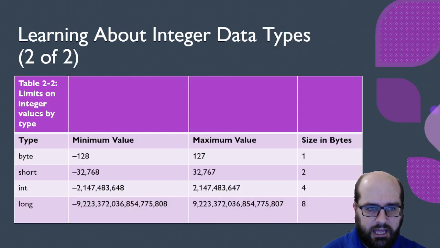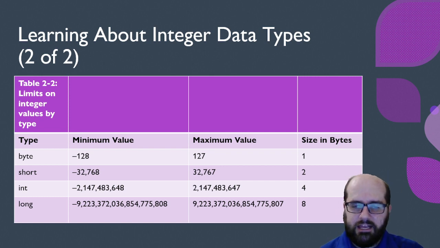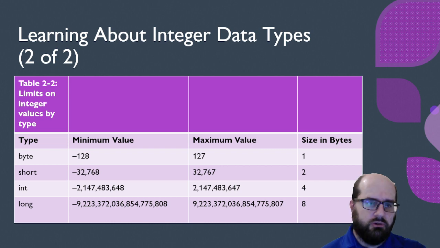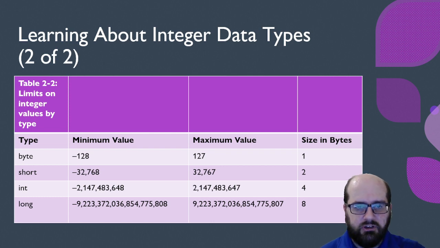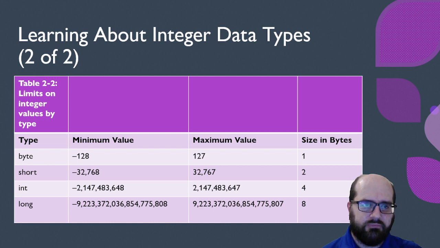So a byte, the minimum value is negative 128. And I think I said 255 before because I wasn't thinking about the size of the byte. So the byte has 256 values total, and therefore it has 127 on the positive and negative 128 on the negative. So we use bytes for things like color combinations, like RGB.